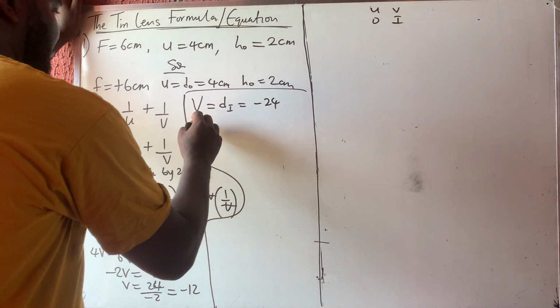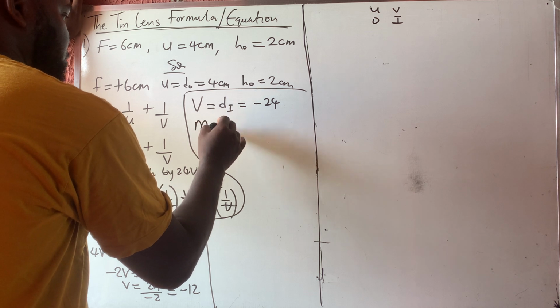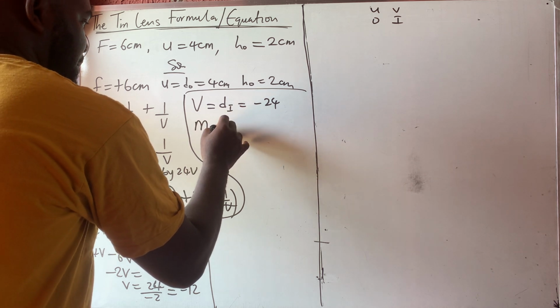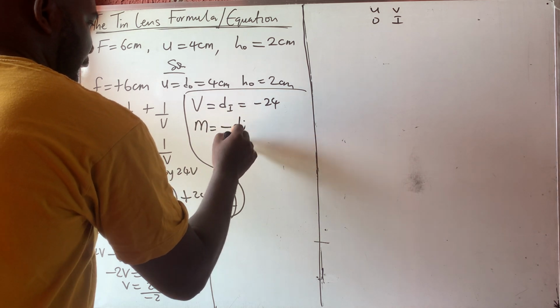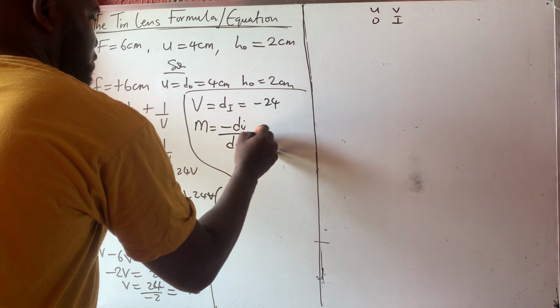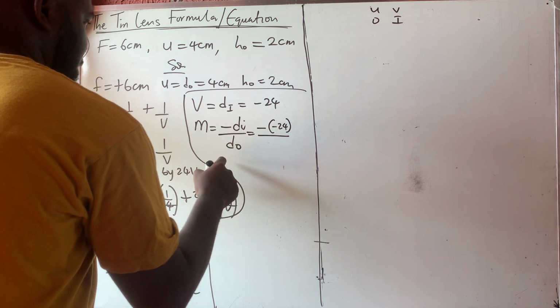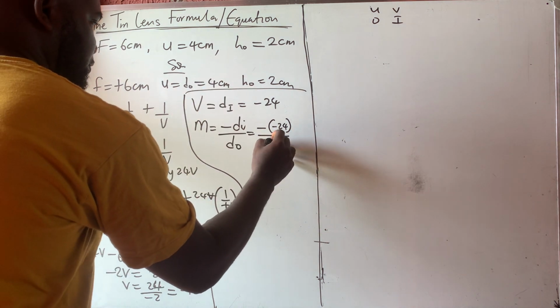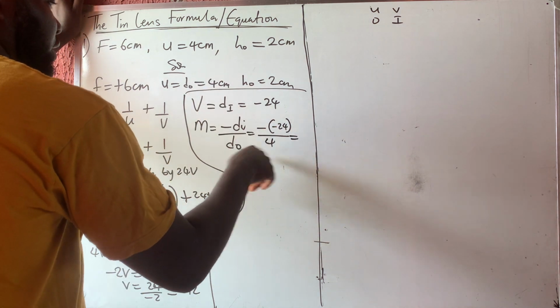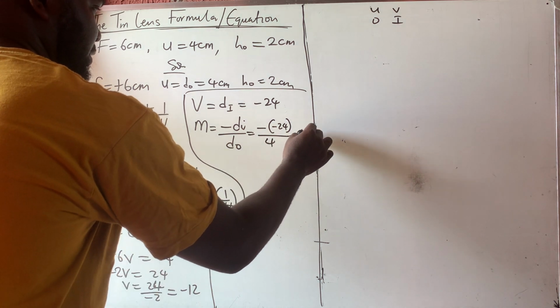Okay, to calculate our magnification, I know that magnification is always use your d_i over d_o, which is minus (minus 24) all over your d_o. Your d_o is 4, so which is going to give me 6 cm.